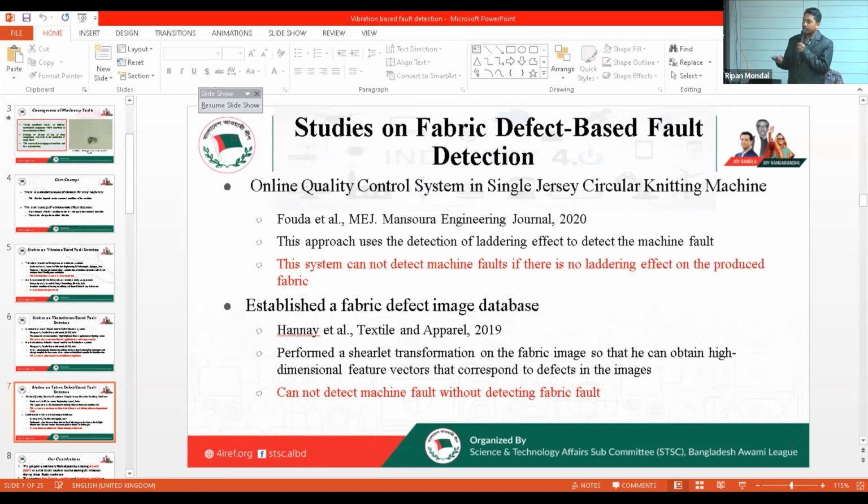Also, in the future, we are hoping to develop a more advanced fault data set by varying the machine RPM while creating the different faults, so that our system becomes much more accurate and much more effective at detecting machine faults. So this will be our presentation.